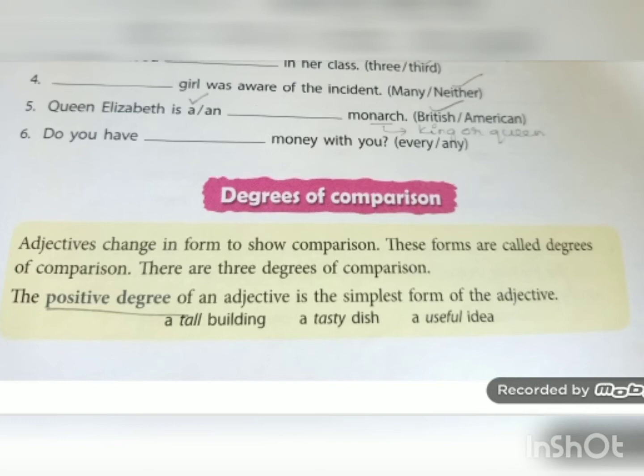Similarly, this is a tall building. Tall here is an adjective which is in positive degree, because we are not comparing this with any other noun. A tall building, a tasty dish. Tasty here is in positive degree. A useful idea. Useful is also an adjective which is in positive degree. So, in positive degree there is no comparison.